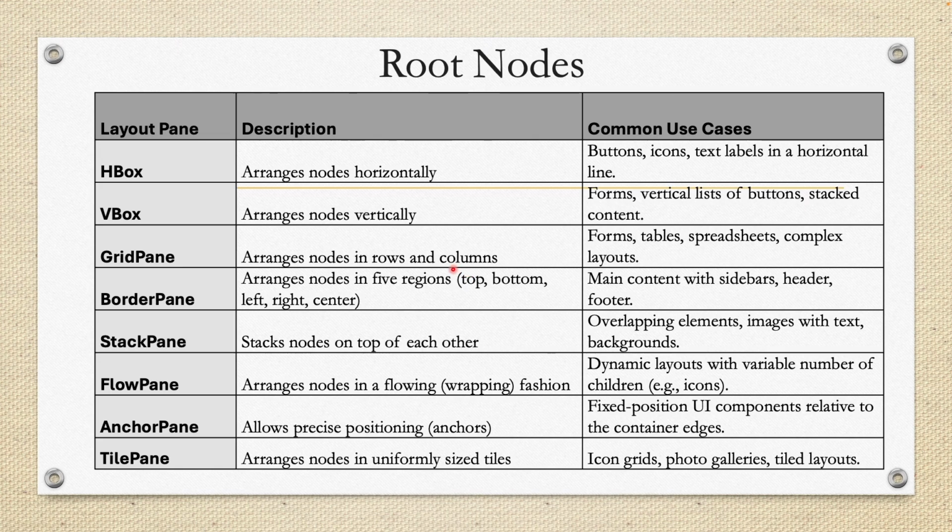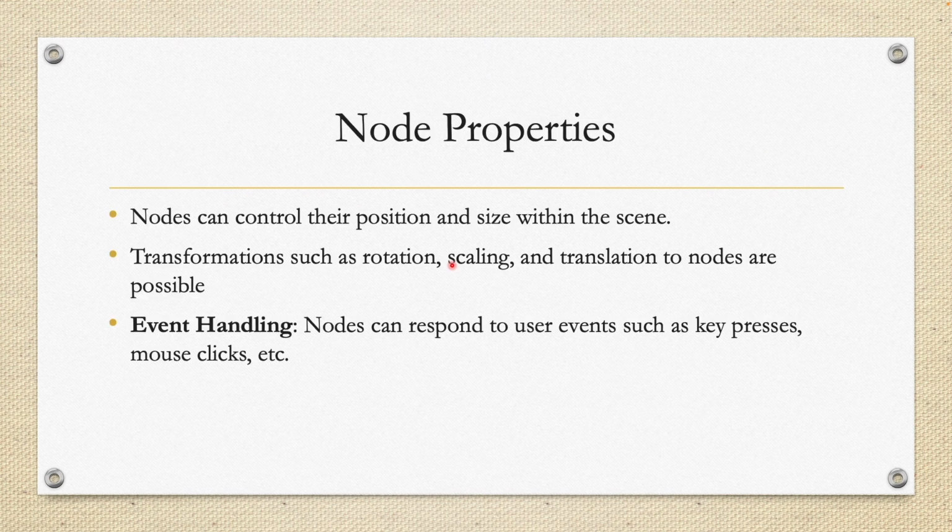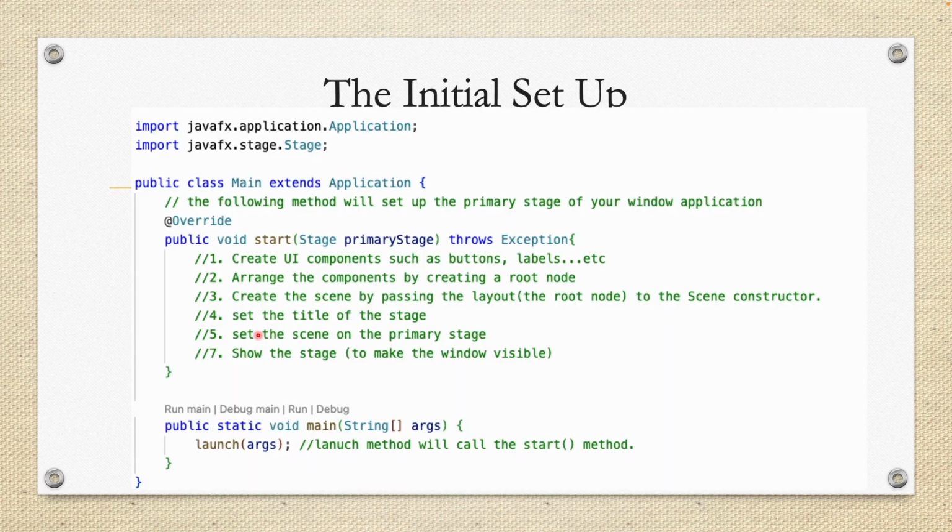All right. And let's take a look at the node properties. So nodes are the components that interact with the user. Nodes can control their position and size within the scene. Rotation, scaling, and translation of nodes are also possible. Event handling, such as key presses or mouse clicks, is also possible for the nodes. We're going to take a look at this part in a later lesson.